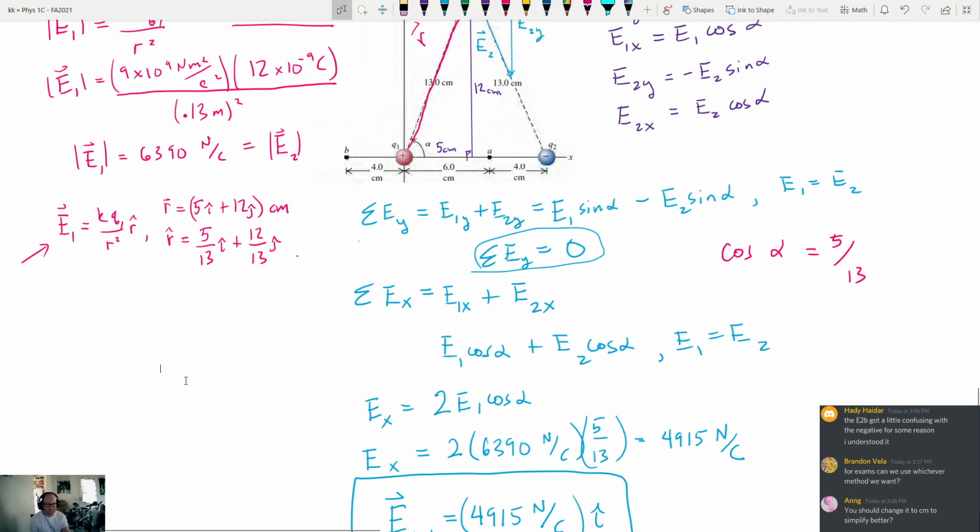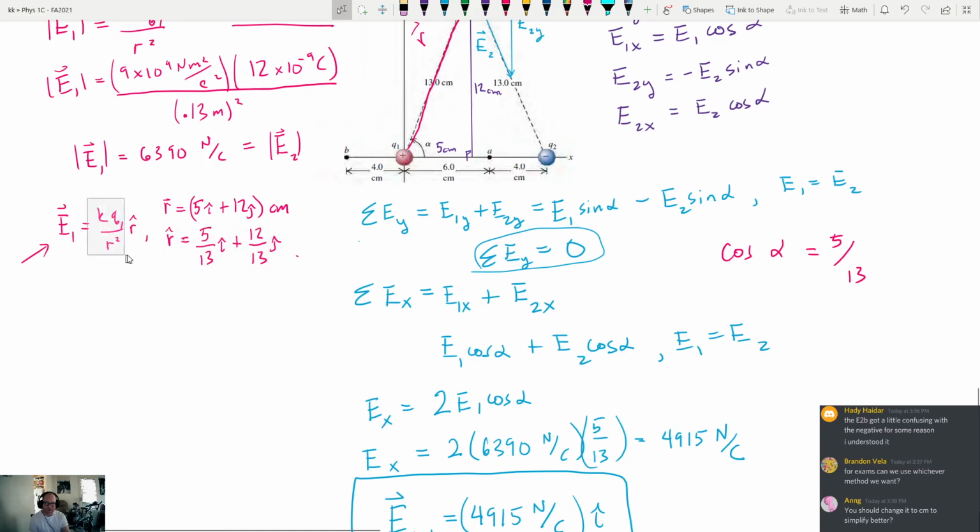Should you change it to centimeters, simplify it? No. You don't want to leave it in centimeters. You have to convert to meters. You need to convert to meters, always, unless you're doing a ratio. Anyway, so there's your r hat.